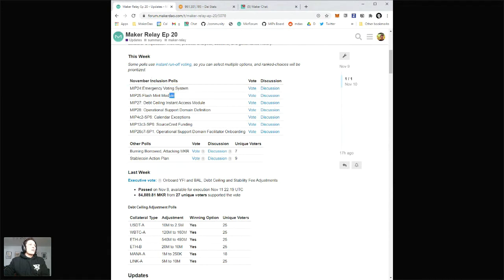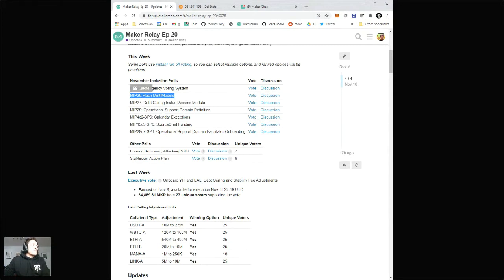Yeah, so check that out. There's also a Flash Mint module being proposed. The code is there for it. Everything is pretty much there for it. So check it out. With this, users will be able to flash loan DAI directly from the Maker protocol, which is really exciting and will provide a new source of revenue to the protocol.